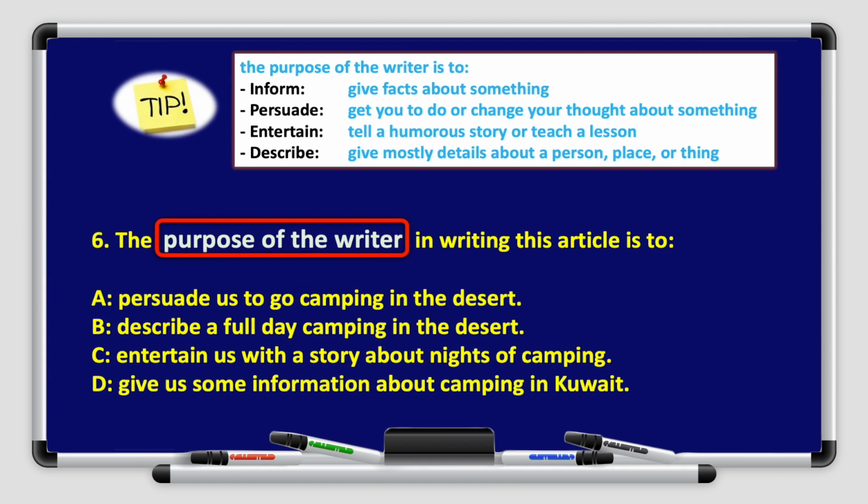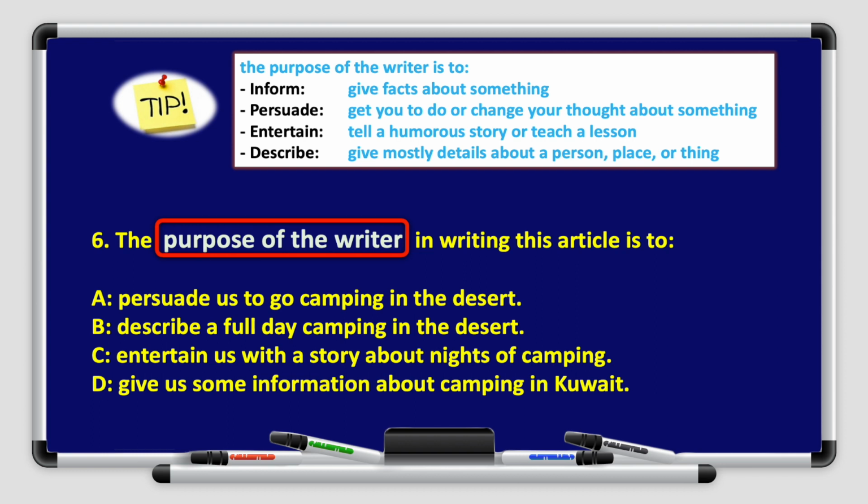Number 6, the purpose of the writer in writing this article is to A, persuade us to go camping in the desert, B, describe a full day camping in the desert, C, entertain us with a story about nights of camping, D, give us some information about camping in Kuwait.